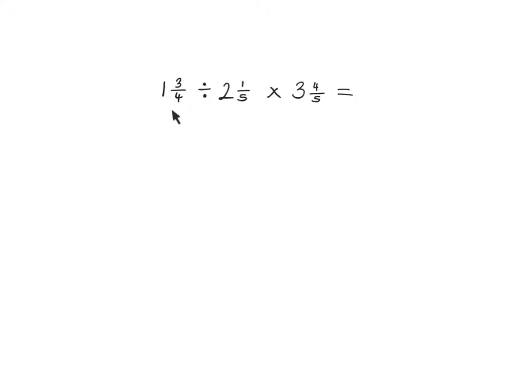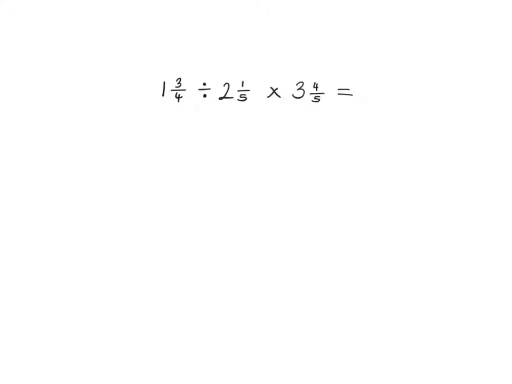Now here we have a question where we have two mixed numbers being divided, then multiplied by another mixed number. How do I do these types of questions? I've seen a lot of times students get confused, but it's actually really simple. You need to remember BODMAS, where the division comes before the multiplication. So we need to do this in parts. Let's do the division first, and then we will multiply it.